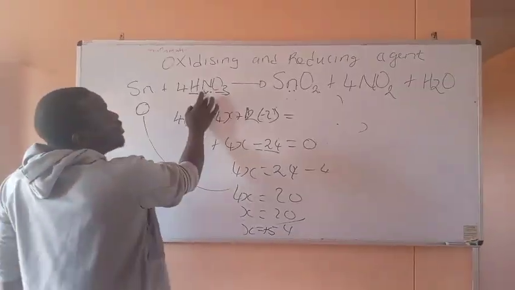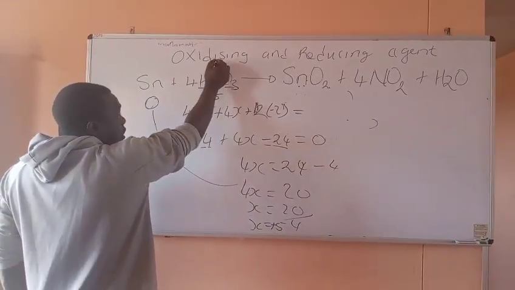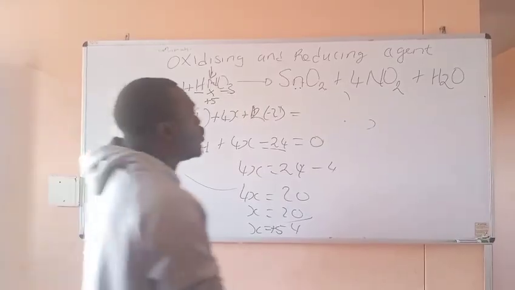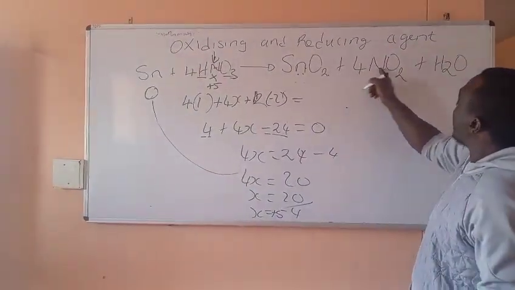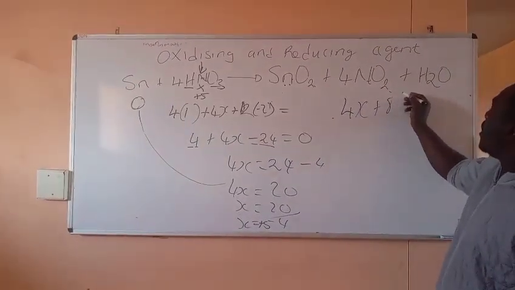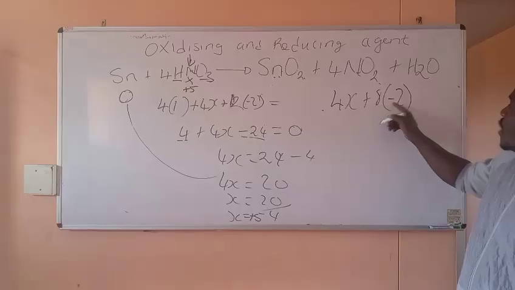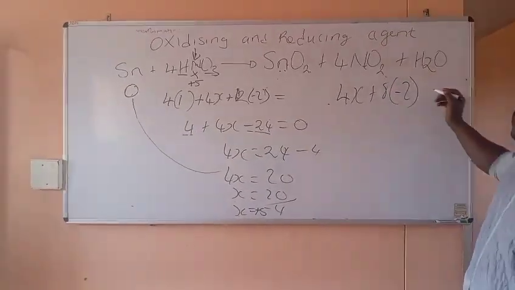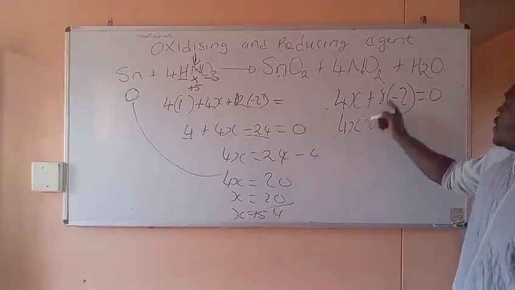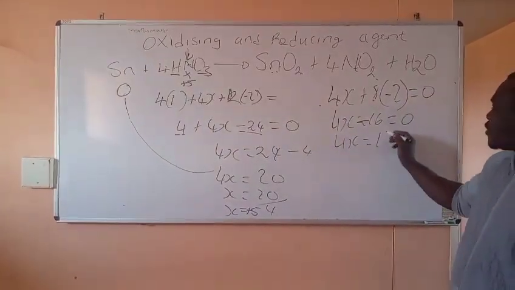So now the oxidation number of nitrogen here is plus 5. Let's calculate the oxidation state of nitrogen in this product. Let us see whether it has been reduced. If you come this side, this times this will give me 4x, because we are looking for x, plus this times this gives me 8. Any element that contains oxygen, the oxidation state of oxygen is -2. The overall charge here is not charged, so it equals 0. So 4x will be equal to -16 equals 0. 4x will be equal to 16, you take this one this side.